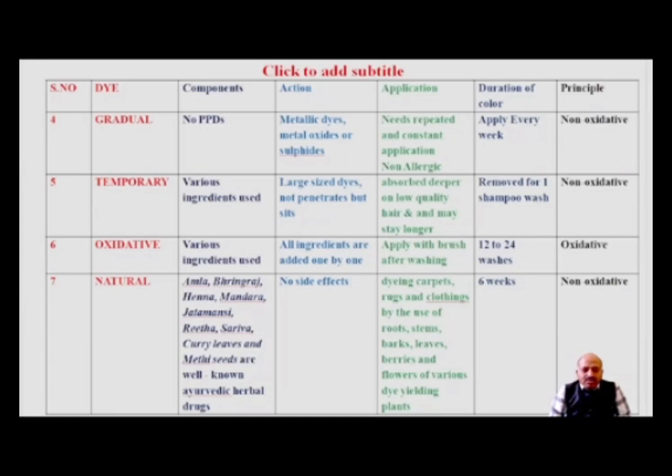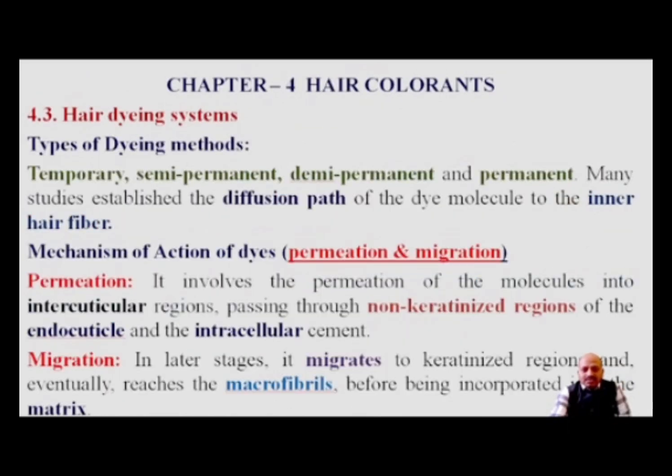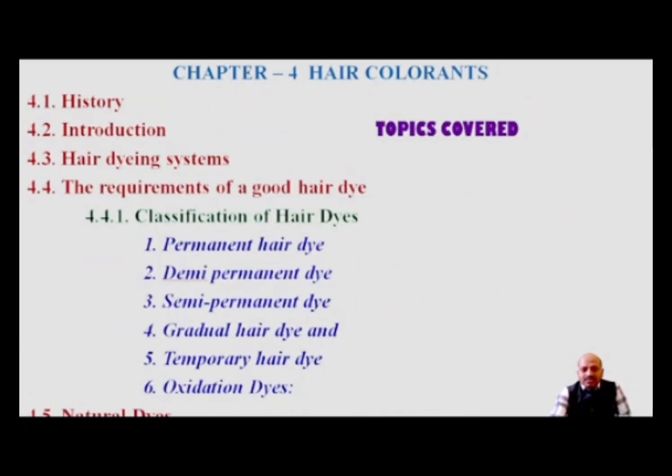So this is about the different types of dyeing systems. Of course, the seventh point, the natural dyes, will be discussed in the second video. There are different types of natural dyes obtained from plant sources. They have their own effects, and we will discuss them in the next video. This is about today's topic. We have discussed all the points covering the history, introduction, hair dyeing systems, requirements of a good hair dye, and classification also. In the next class, there is a video regarding the natural hair dyes. Thank you.